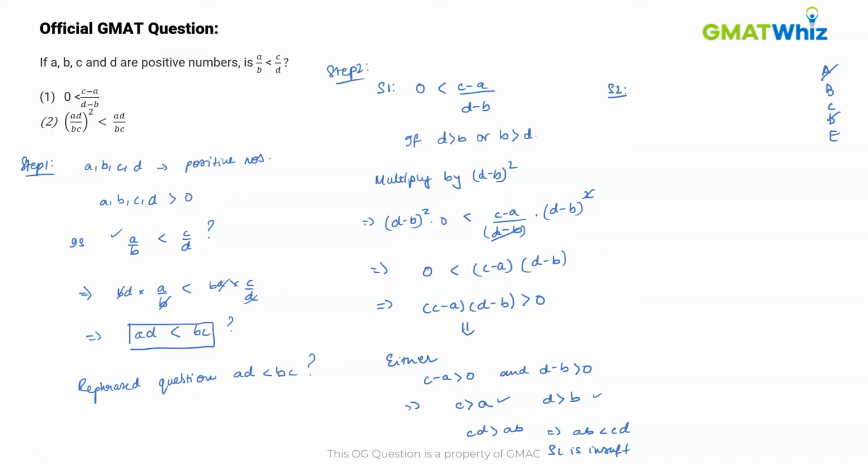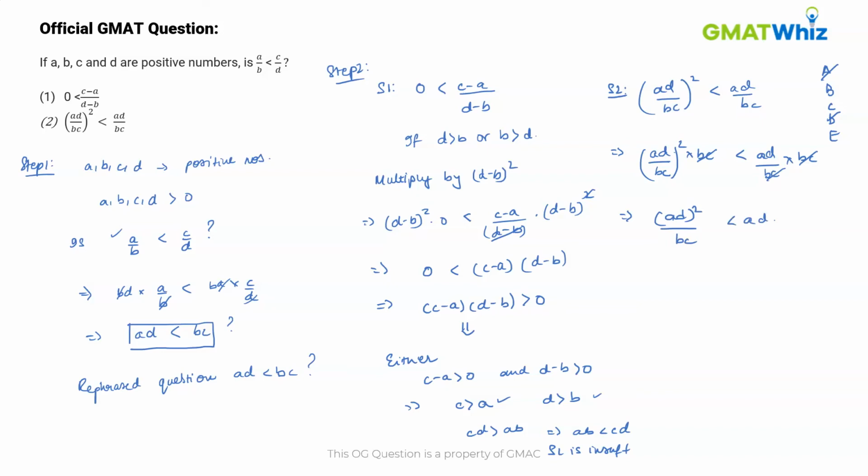Now in statement 2, we have that (AD by BC) whole squared is less than AD by BC. Now we can multiply both sides by BC and get (AD by BC) whole squared times BC is less than AD by BC times BC. Now BC gets cancelled on the right hand side, and on the left hand side also BC gets cancelled in the denominator. We are left with only one BC. So we have AD squared by BC is less than AD.